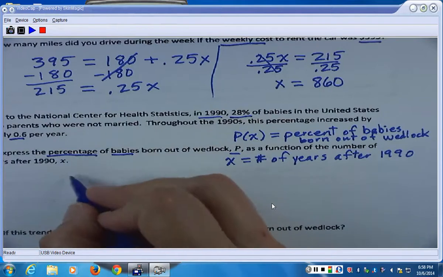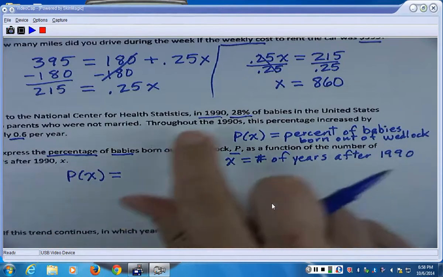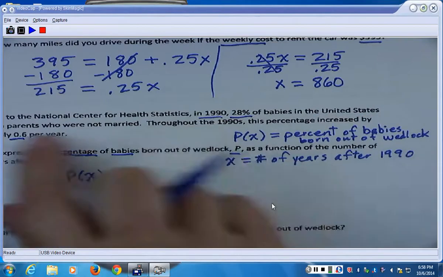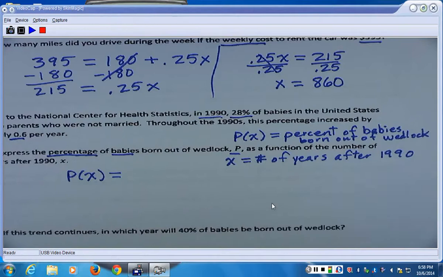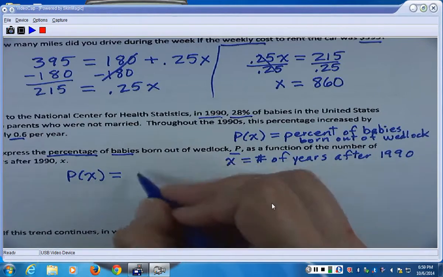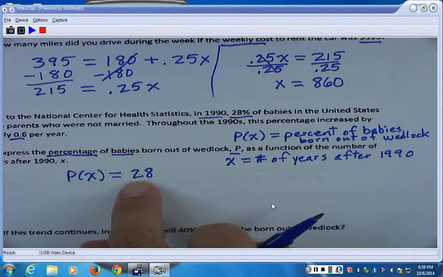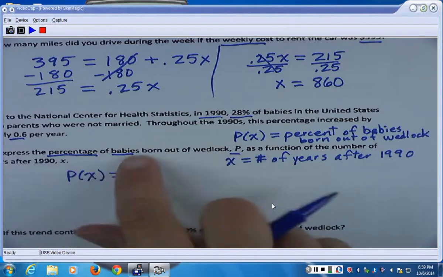So P of X equals, where do we start? They said 28% of babies in the United States were born to parents, and we're going to start X at 1990. So our initial amount, the amount we're starting at, is 28%. Remember, this is in percent already, so that's why we don't write this as 0.28. This is in percentage.